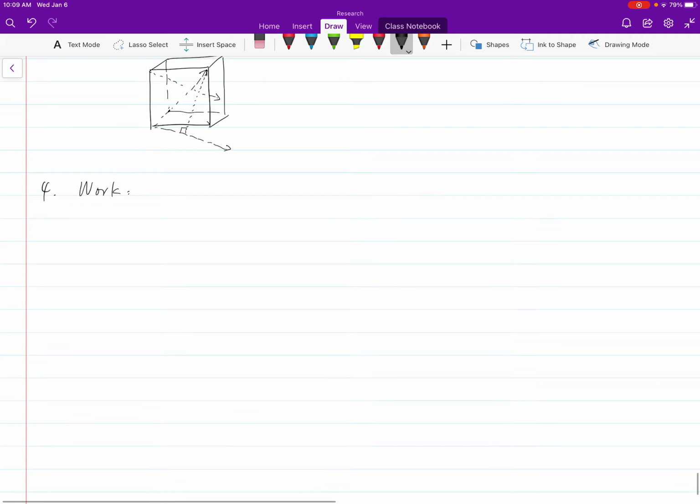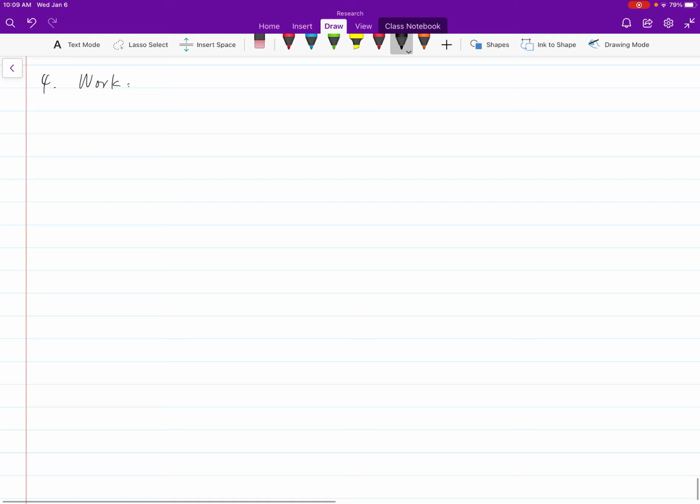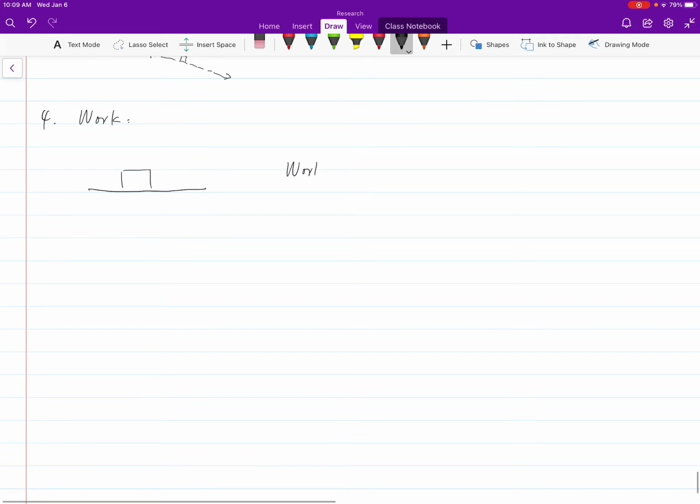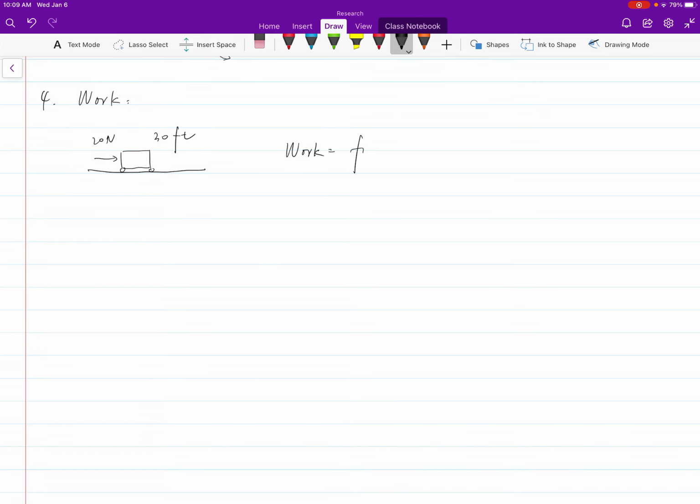So finally, one application, work. This is not a physics class, so I'm just going to do it really quickly to show you how to calculate work and why we need a dot product. Okay, so in elementary physics, we know the definition of work. Say you have a cart, or maybe you have a table. You push it with 20 Newtons. Okay, and maybe when you push it, it moved for 30 feet. So during this time, you did work. You consumed energy. And work is simply the force times the distance.